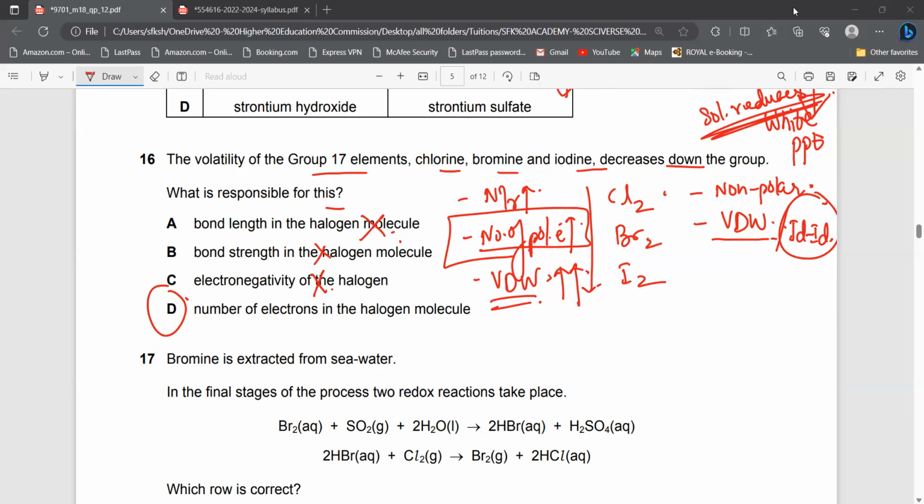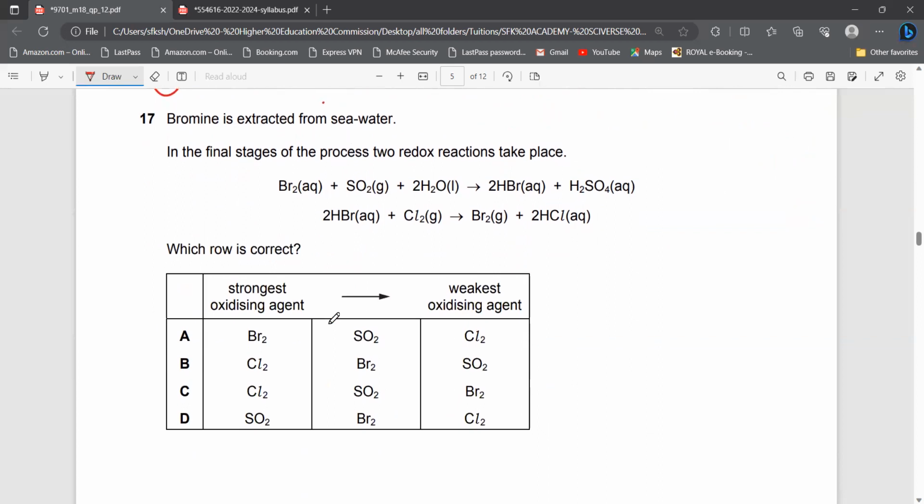Okay. Now question 17. Bromine is extracted from seawater. In the final stage of the process, two redox reactions take place right here. Bromine will first react with sulfur dioxide and water to form HBr and sulfuric acid. HBr further reacts with chlorine to form bromine and HCl. Now, which row is correct?